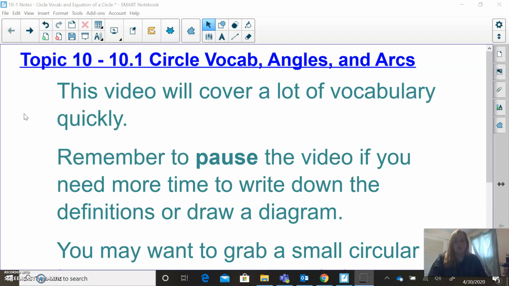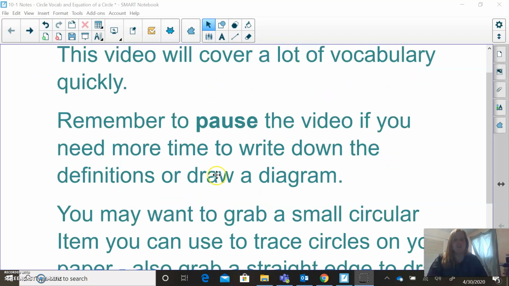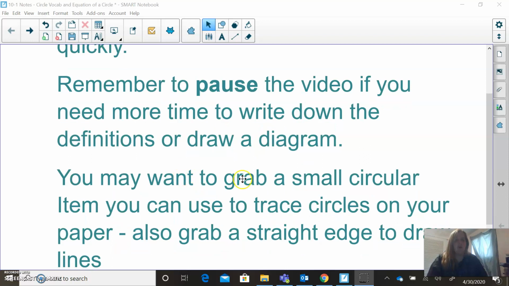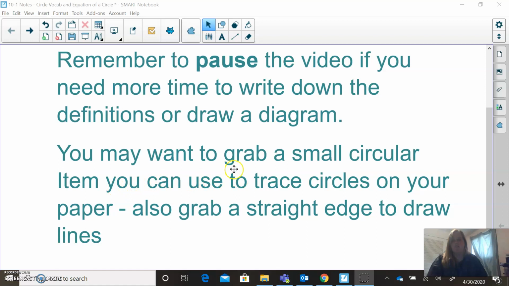So topic 10-1 is circles, which includes the vocab, the angles, and the arcs of circles. Okay guys? This video will cover a lot of vocabulary, and it is going to go by pretty quickly, so remember to pause the video if you need more time to write down the definitions or draw a diagram. You may want to grab something small and similar to a circle that you can use to trace circles on your paper. Also grab a straight edge to draw lines. Honestly, you can use a notebook as a straight edge, or a ruler if you happen to have one. Sometimes a piece of paper works.